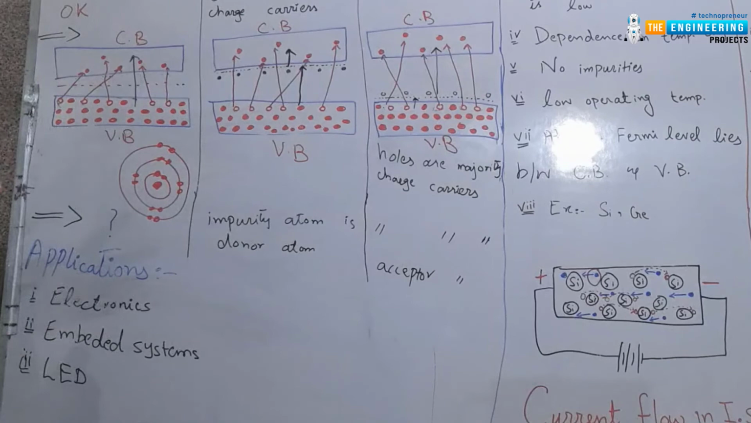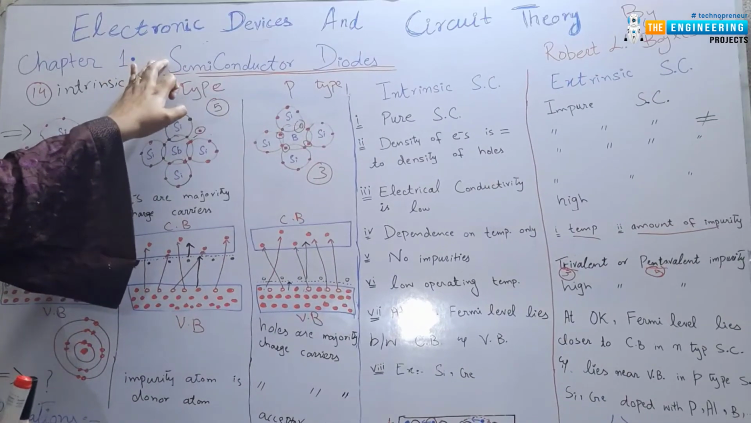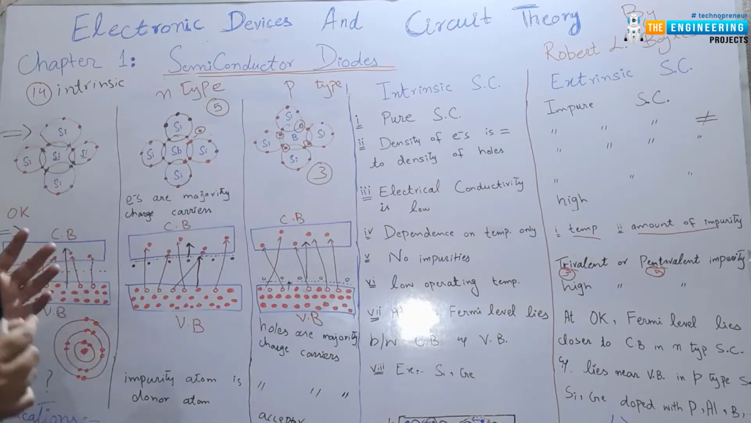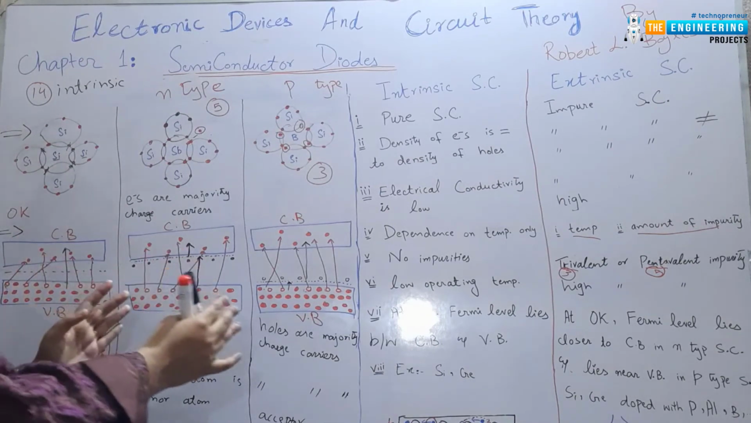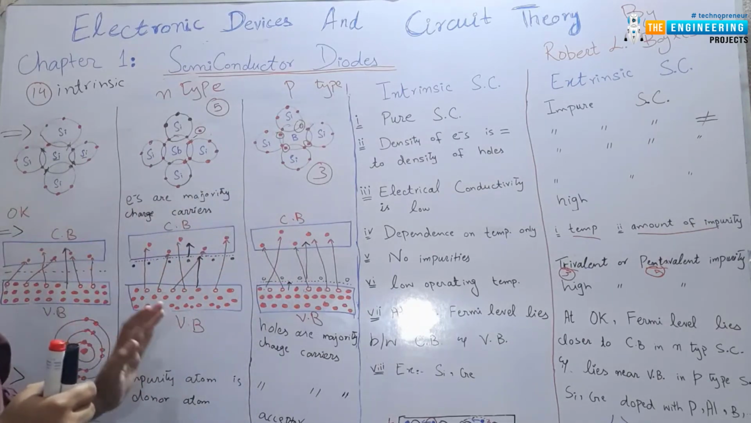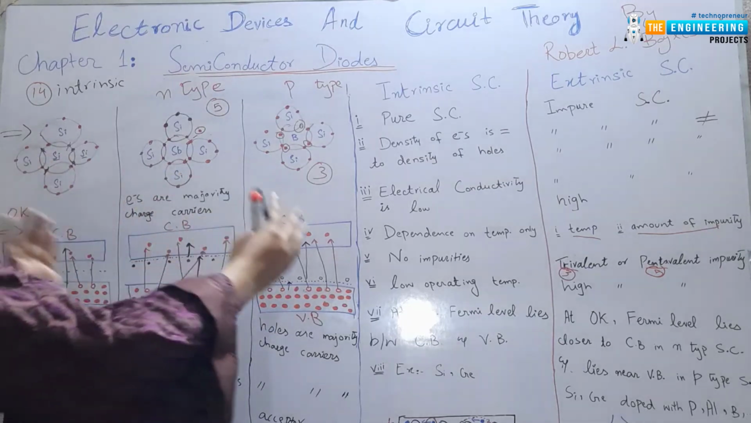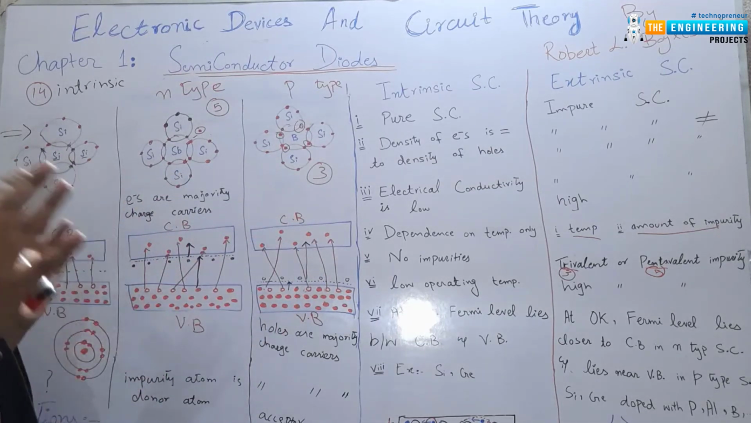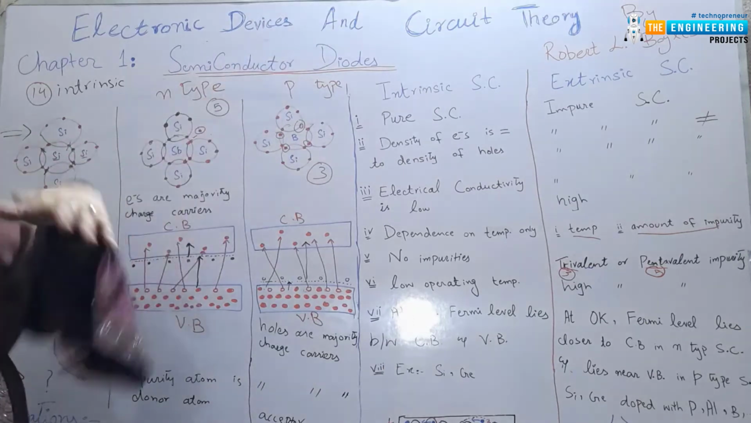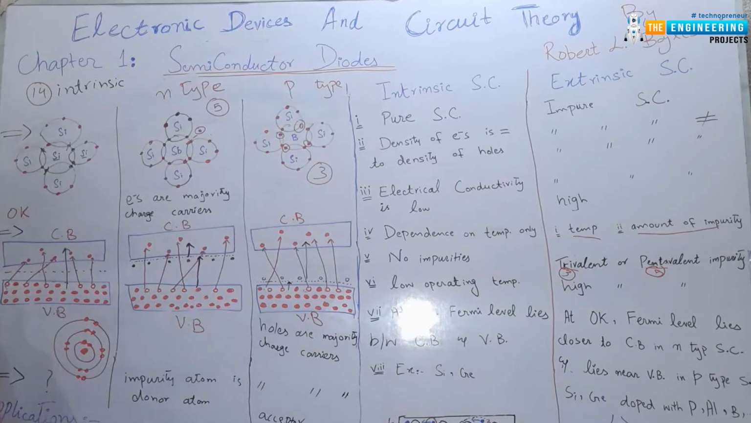In the next lecture, I will combine the valence band and the conduction band, I will combine the n-type and p-type materials, and I will form a diode. I will discuss diodes, the PN junction, and forward biased and reverse biased PN junctions.